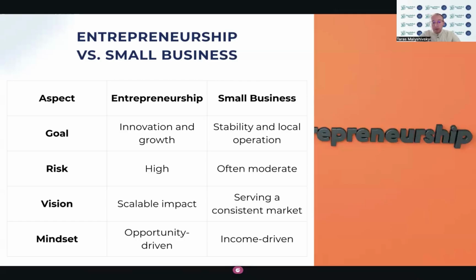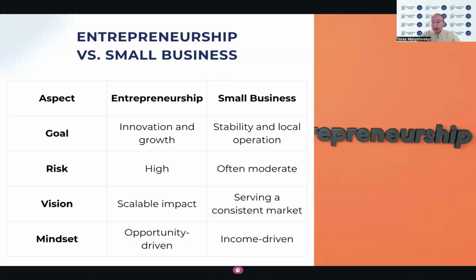By contrast, small business is typically stable and local. It's about meeting the needs of a specific community with lower risk because small businesses usually satisfy basic needs that are always in demand. The mindset here is income oriented. I live here, I work here, I serve my local customers, and that is enough.